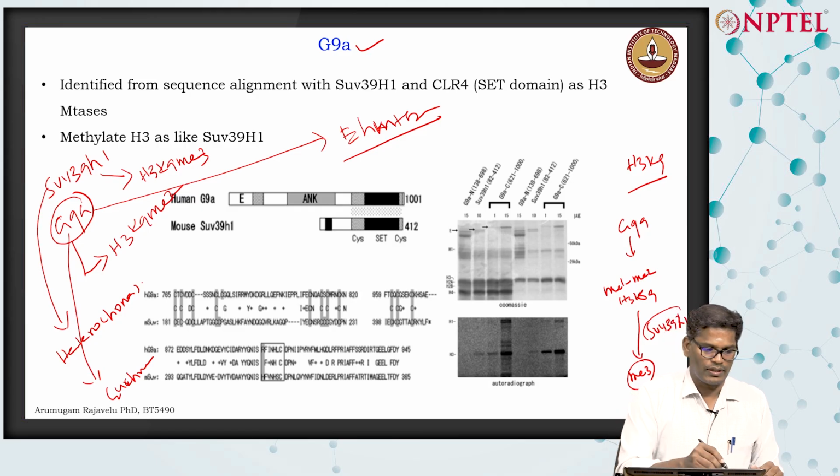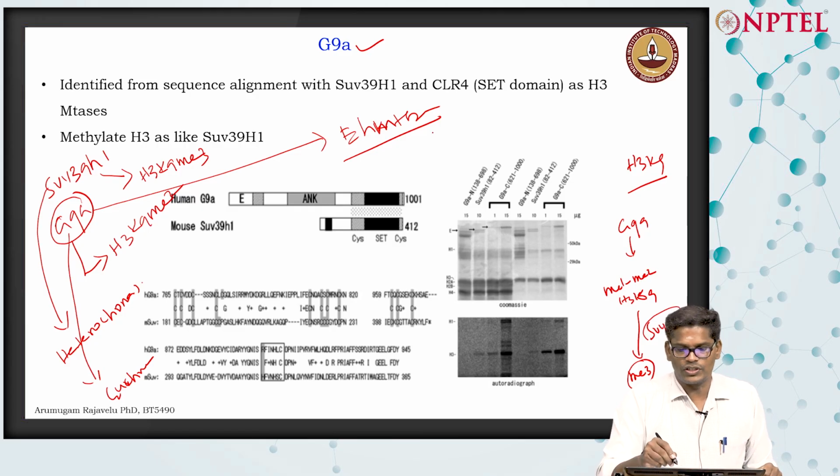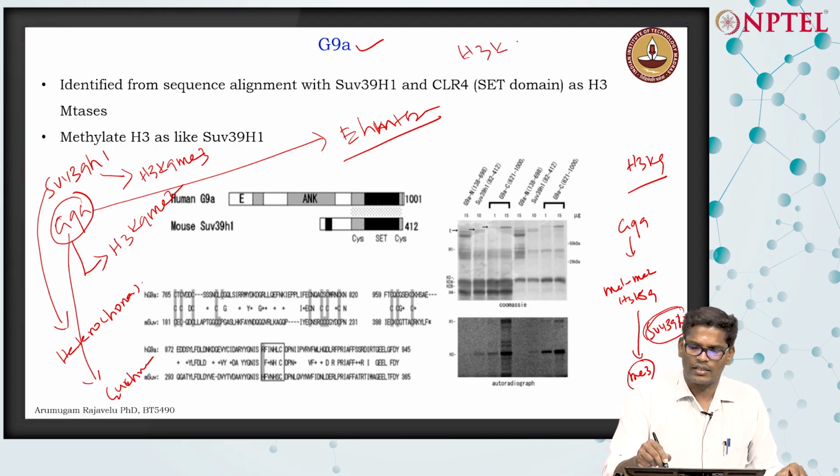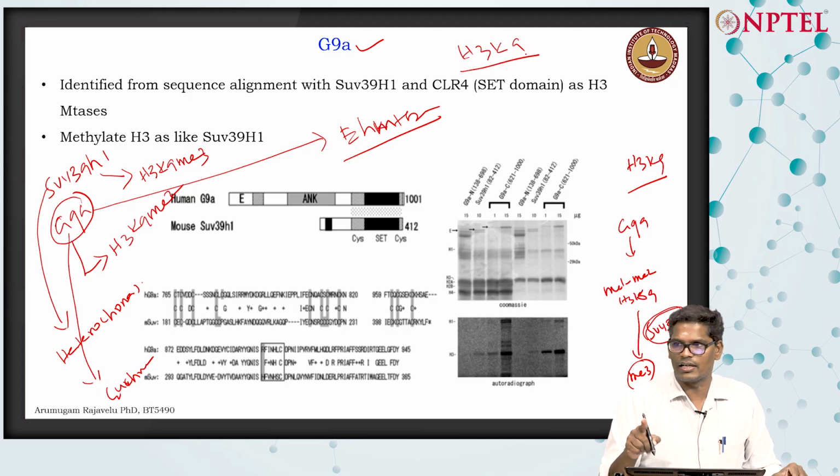G9A takes care of that, introducing maximum dimethylation. So dimethylation also has a repressive function, and the heterochromatin mark is the SUV39H1-mediated trimethylation mark. These are the key differences you should keep in mind. That's why I want to restrict to only these. There are a few other enzymes which can methylate, but these are the predominant epigenetic enzymes for histone 3 lysine 9. One is a dimethyltransferase, the other a trimethyltransferase.